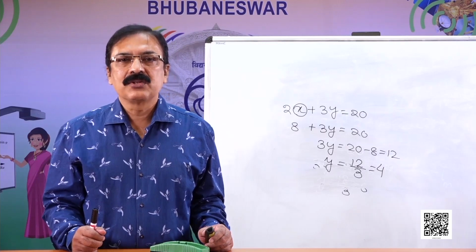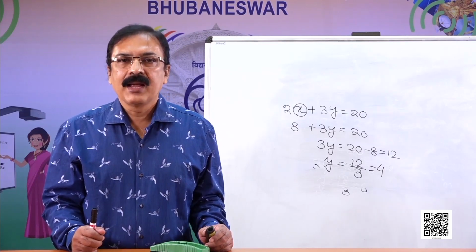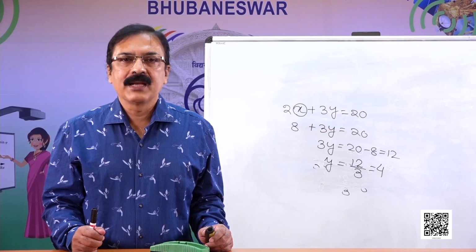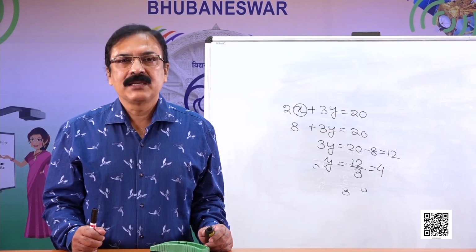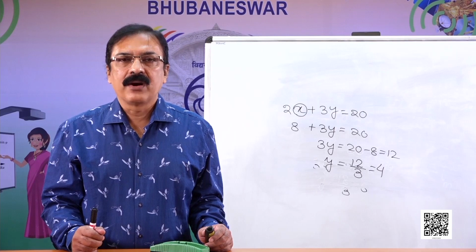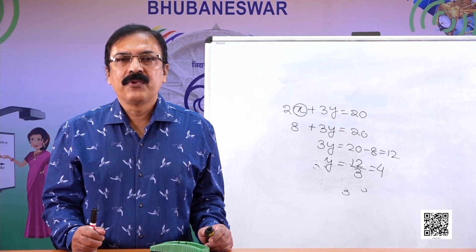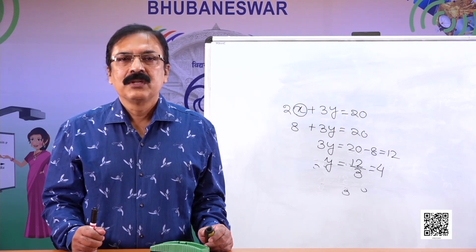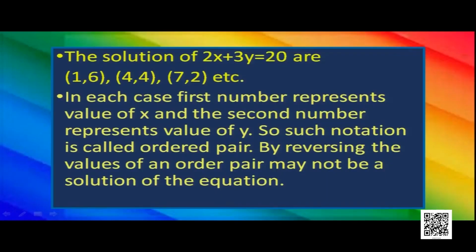here another solution is also given. You can verify. If we put the value of x as 7, the first term becomes 14, and if we put the value of y as 2, then the second term becomes 6. So 14 plus 6 gives 20. So (7, 2) is also another solution.